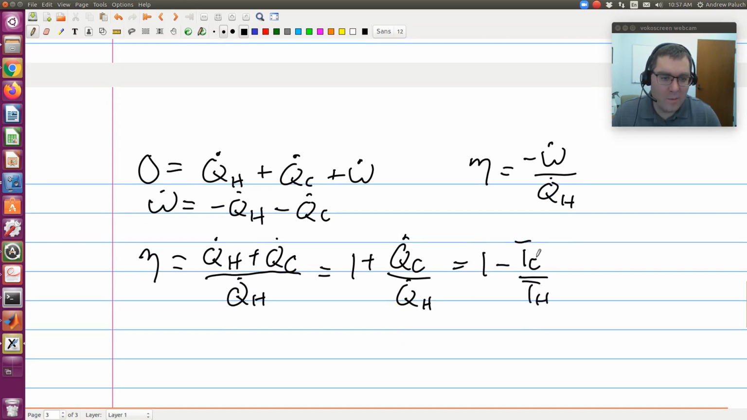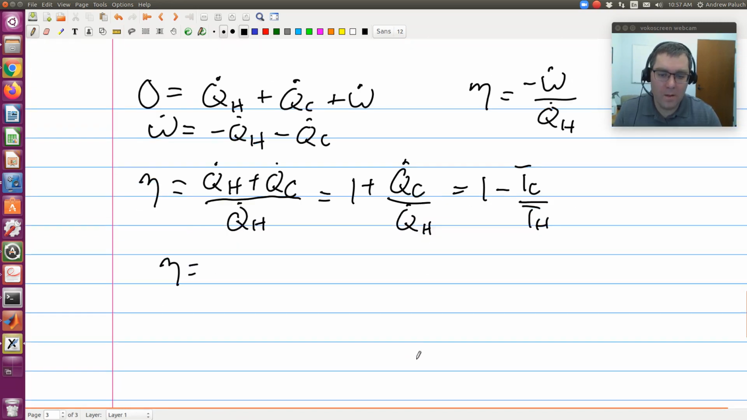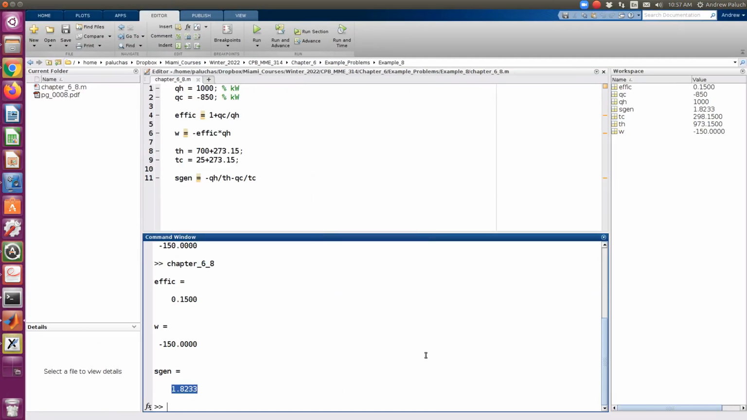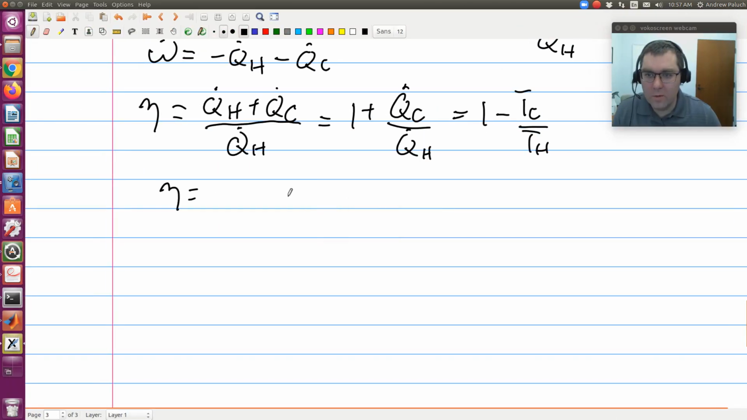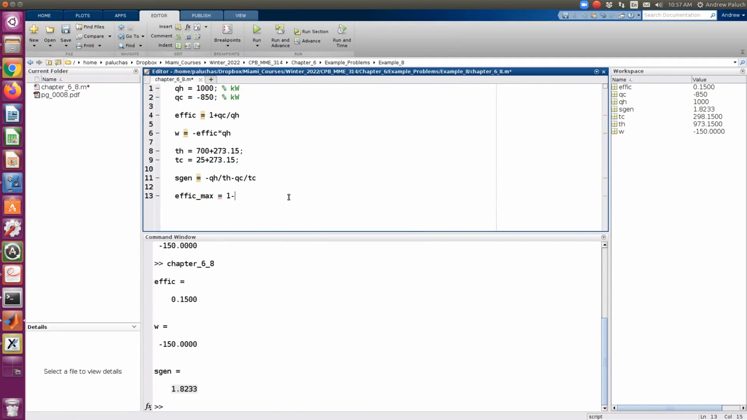It's negative now because TC and TH are my temperatures in absolute units, so they'll both be positive, where TC is greater than TH. So my maximum possible efficiency, I already have everything, will be equal to 1 minus TC divided by TH.